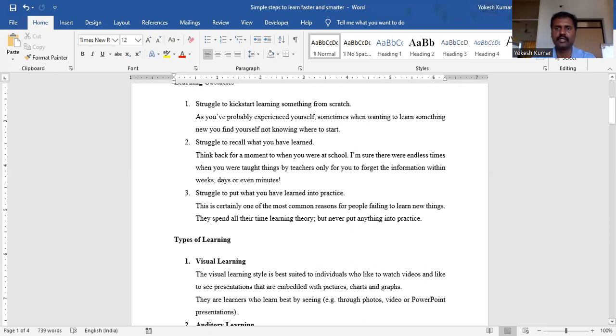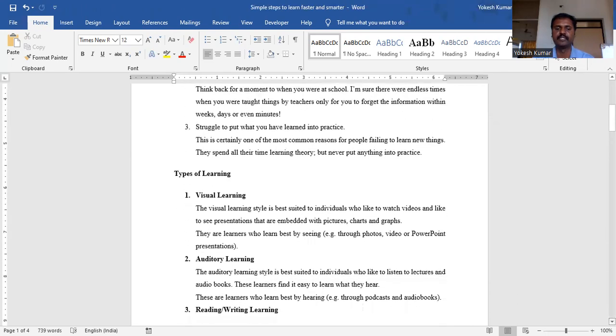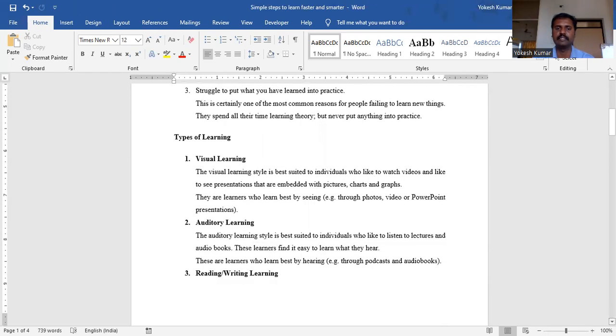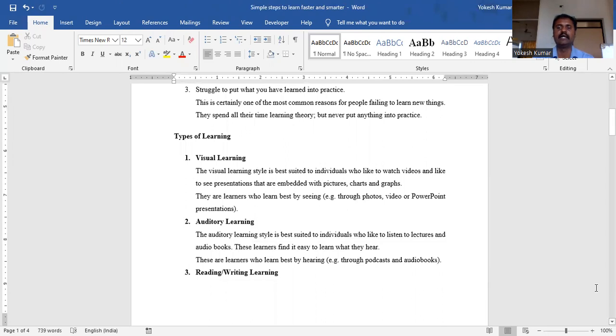So before going to know about the steps or the simple ways for effective and smarter learning, we are supposed to know the types of learning methods. So here I have shared the learning methods. So there are some learning methods which the audience or observers usually follow.